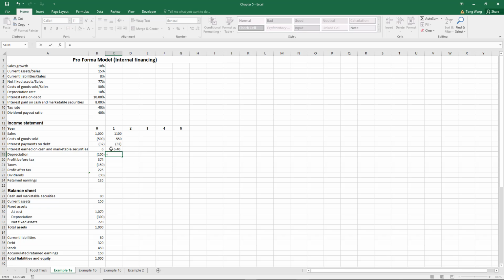So we're going to do something similar to what we did with the debt and the cash earning. So the depreciation in year 1 is going to be equal to the rate B7 multiplied by the average asset at cost in the current year and in the previous year. Okay. Of course, this is going to be a cost, so it's going to be a negative number.